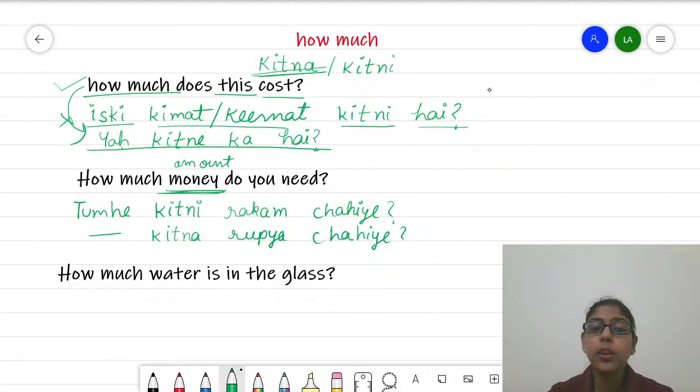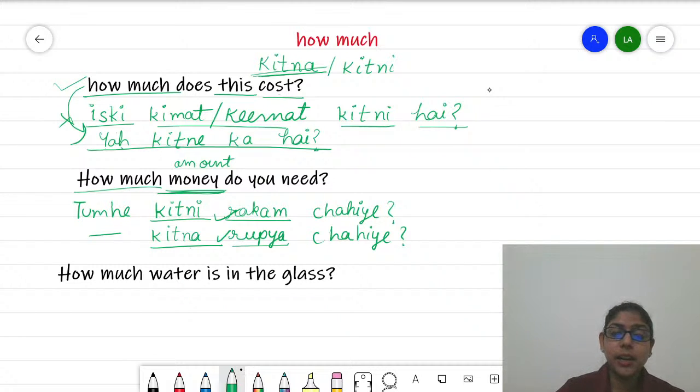So again, when I'm using rakam, I'm using kitni for how much. But when I'm using rupaya, I'm using kitna for how much. Because rupaya is masculine in gender, but rakam is feminine. So तुम्हें कितनी रकम चाहिए और तुम्हें कितना रुपया चाहिए.